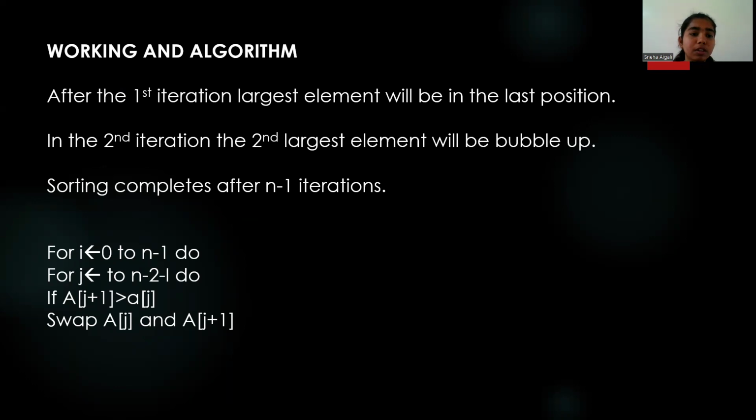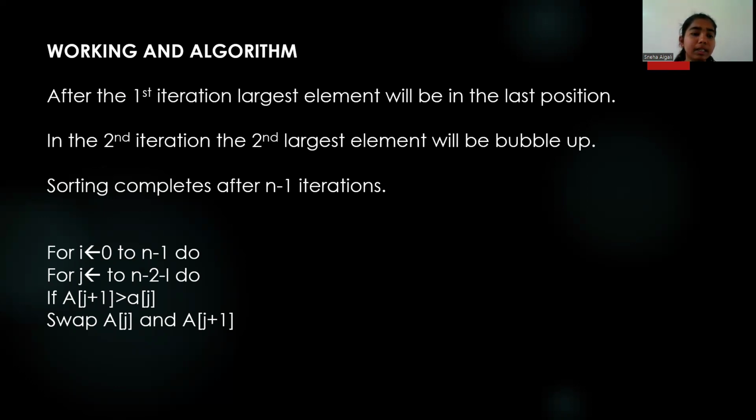Now here we have the algorithm for the bubble sort technique. It says for i equal to 0 till n minus 1. That is, initially i will be set to 0 and the iteration proceeds till the n minus 1 position. If it is true, then come to the inner loop, that is, for j equal to 0 till n minus 2 minus i. Then we move ahead and check the condition: if a of j is greater than a of j plus 1, that means if the element at the initial position is greater than the next position, then swap a of j and a of j plus 1.